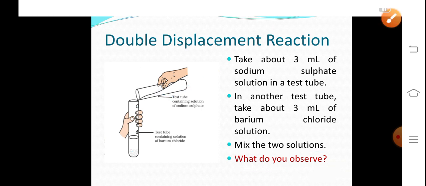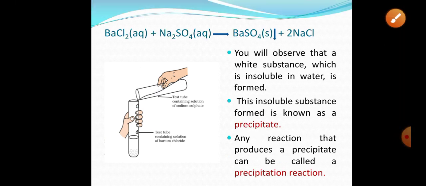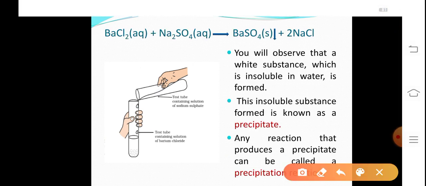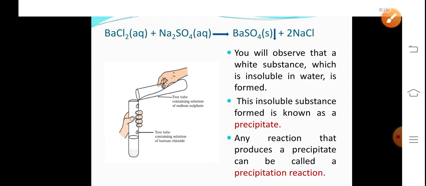Now what will you observe? The overall reaction is barium chloride from one test tube treated with the sodium sulfate in another test tube. What will happen? The cations, that is barium and sodium, will exchange their positions. So we will get barium sulfate and sodium chloride. Now you can see this inverted arrow. What does it mean? It means that barium sulfate, which is formed during the reaction, is insoluble in the solution.